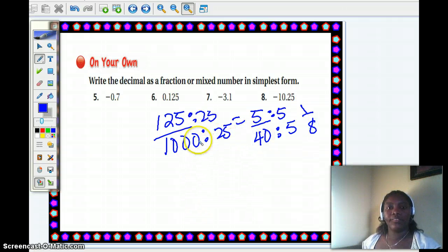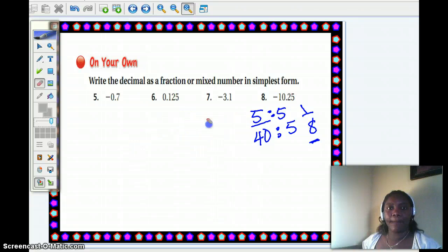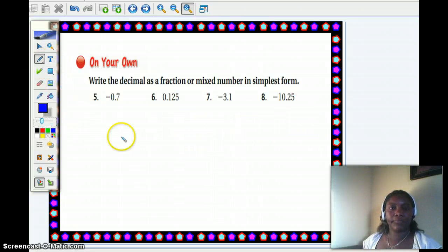Okay, so once again, 1, 2, 3, 125 thousandths, 125 over 1,000. And then we reduce to 1/8. Go ahead and try the other ones by yourselves and come back to see the answer.